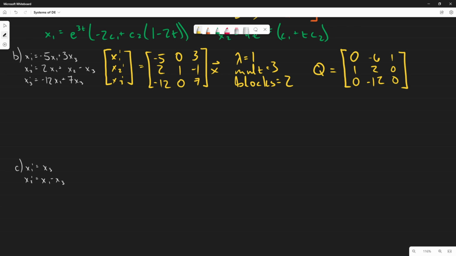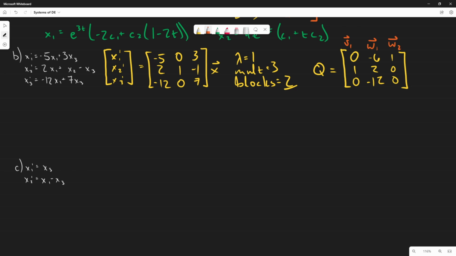And so because, oh no, yes, the blocks do matter. What the blocks mean is that this tells us how many defective eigenvectors or ordinary vectors there are. Because there are 2 blocks, there are going to be 2 ordinary vectors, and so it is going to be v1 and then w1, w2.